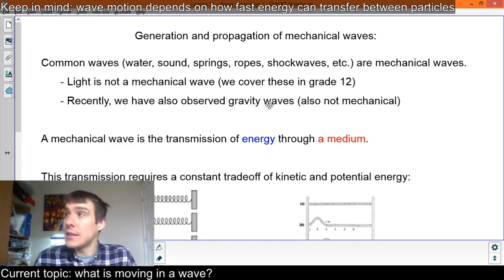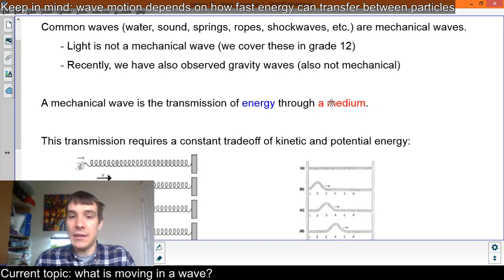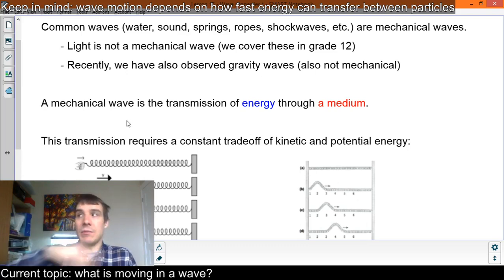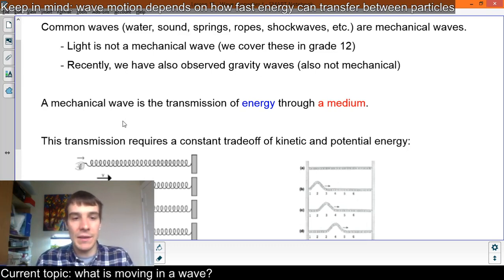What a mechanical wave actually is, is the transmission of energy through a medium. That is the physics definition of a wave. But it's not enough to say that the energy gets transmitted. A wave requires an actual repeat. You can't define a wave unless it's repeating.